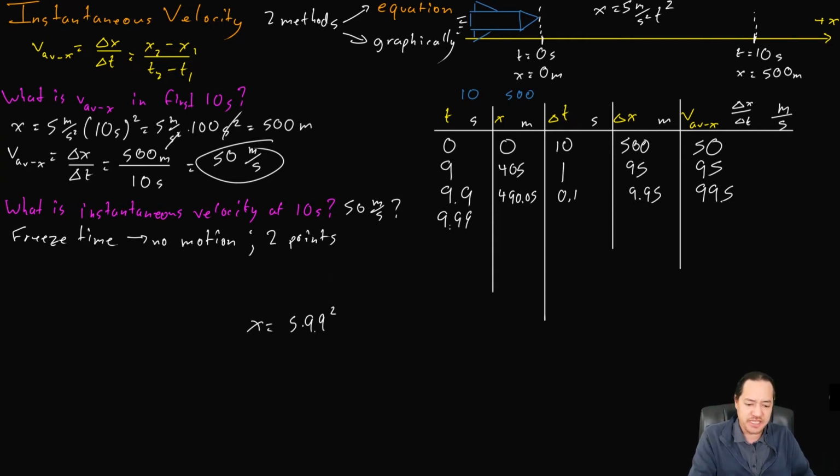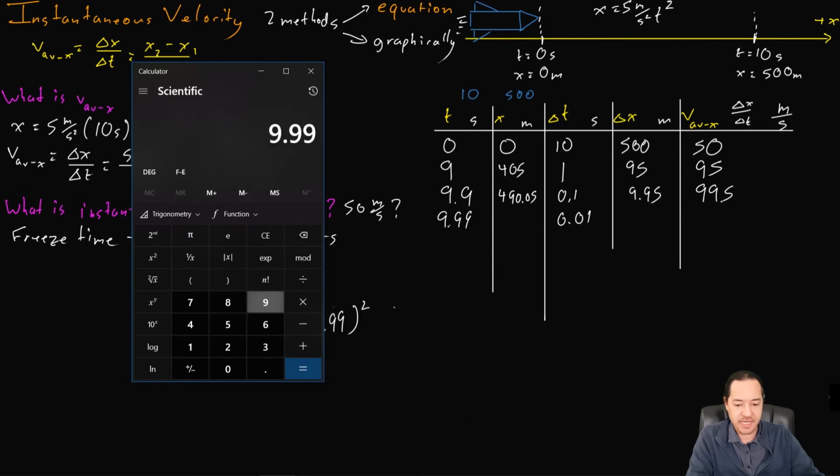Let's shrink this delta t even further to 1/100th of a second. If it's 1/100th of a second, it's going to be 9.99 squared. What's that going to be? 9.99 squared times 5, 499.0005.